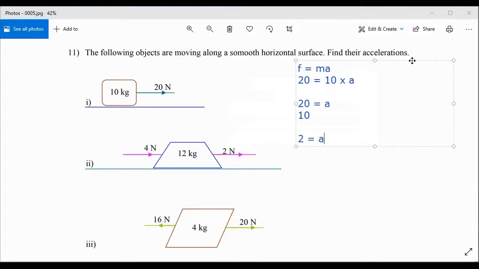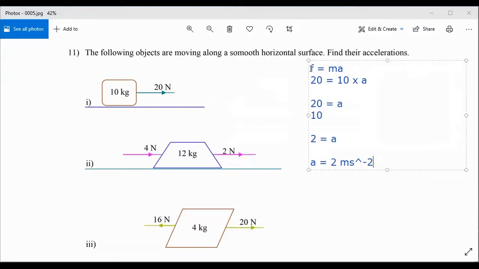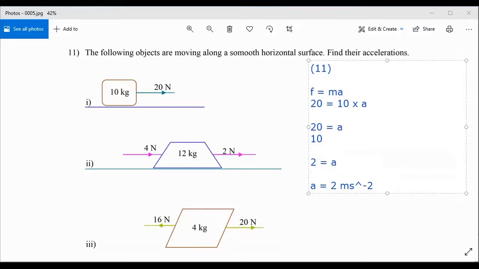We should write a equals 2 meter per square seconds. Please complete this here. This is the answer for question number 11, Roman number 1. Quick. Complete it quick.